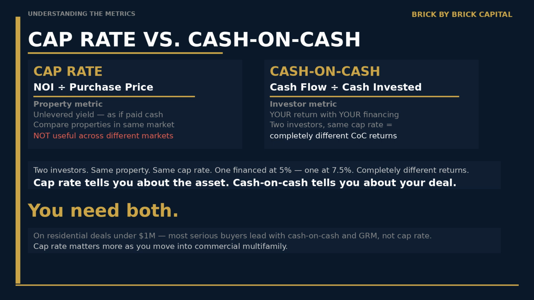Two investors can buy the exact same property at the exact same cap rate and have completely different cash-on-cash returns because one financed at 5% interest and one financed at 7.5%. Cap rate is a property metric. Cash-on-cash is an investor metric. You need both. The second thing people get wrong about cap rate is using it to compare deals across markets.